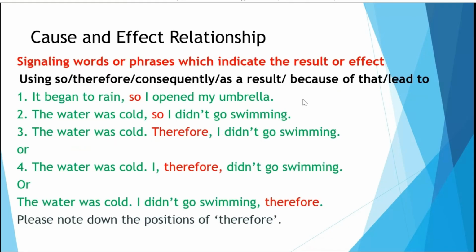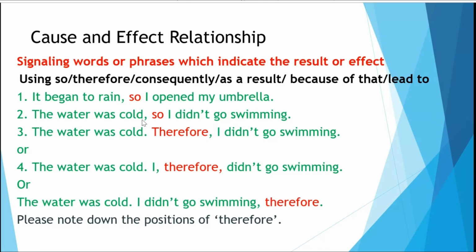There are some words or phrases, as I said in the earlier slides, that show the result of something, like so, therefore, consequently, as a result, because of that, or lead to. If you look at sentence number one, it says, "It began to rain, so I opened my umbrella." This "so" shows the result of that. Like, for example, because of the rain, I opened my umbrella.